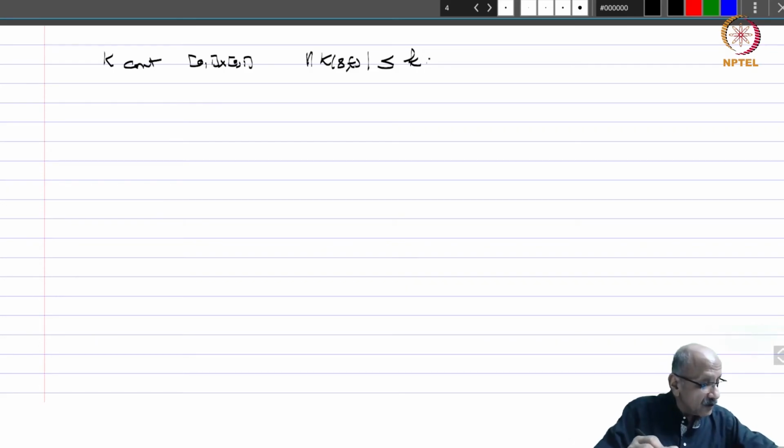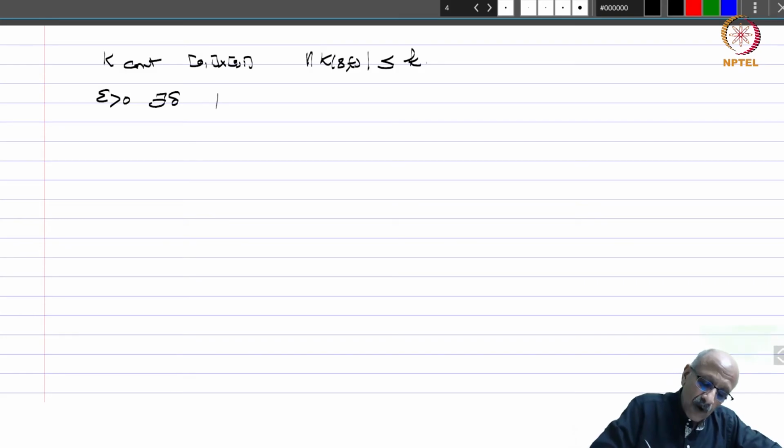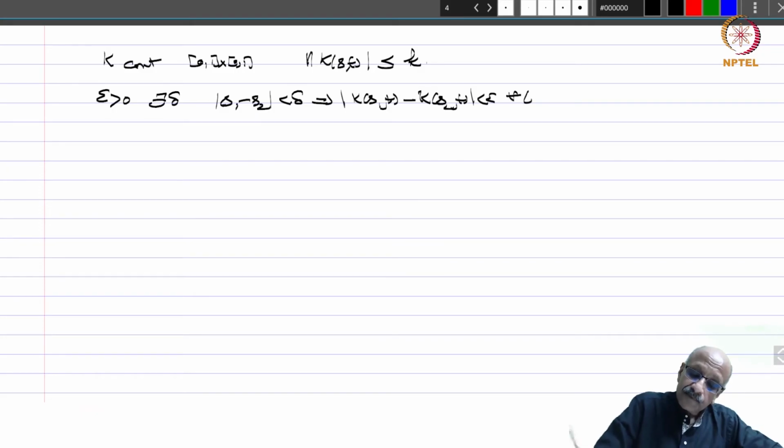Also, given any epsilon positive, it is uniformly continuous. Therefore, there exists a delta such that mod S1 minus S2 less than delta implies mod K(S1,T) minus K(S2,T) is less than epsilon for all T. In fact, much more is true. I am using very little of the uniform continuity. You can also vary T within some similar delta, but I am going to take it only for a fixed T.